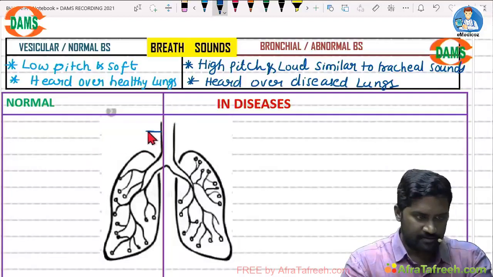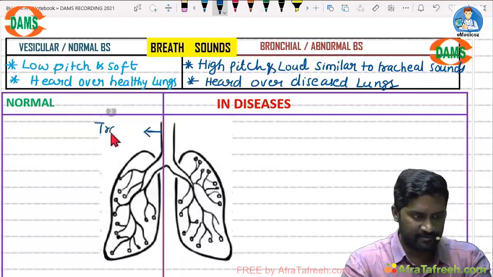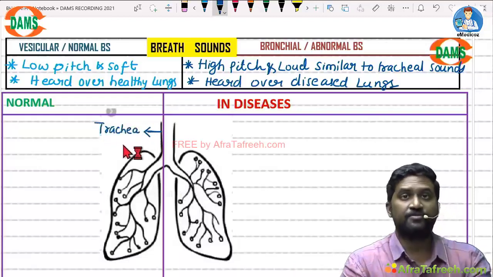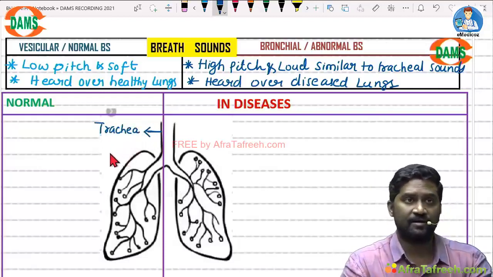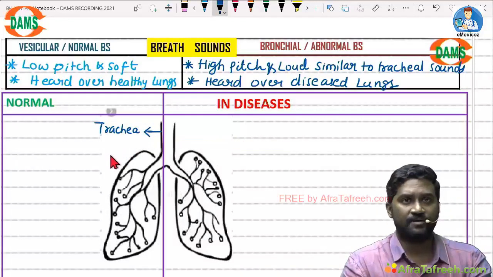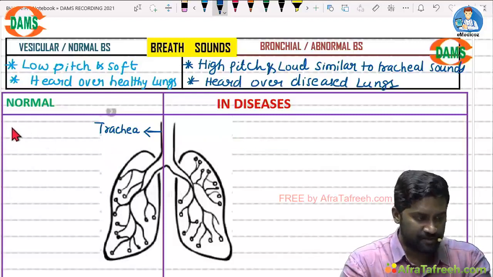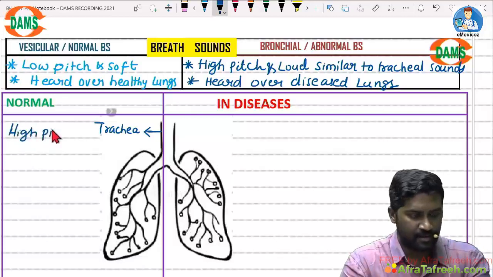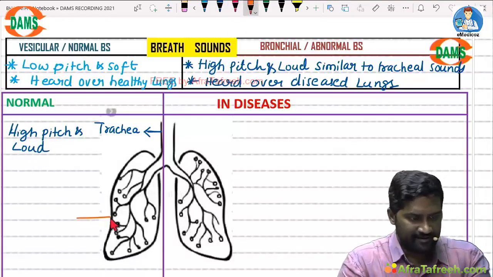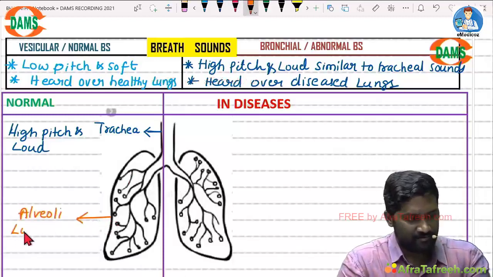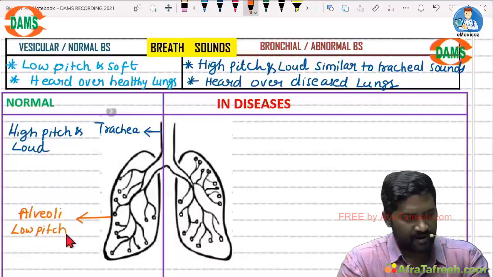In your airway, there is a large central airway called the trachea. Whenever you put your stethoscope directly on the trachea, what will be the nature of the sound? Generally it will be high pitch and loud. When the same sound reaches the alveoli, it will be low pitch and soft.